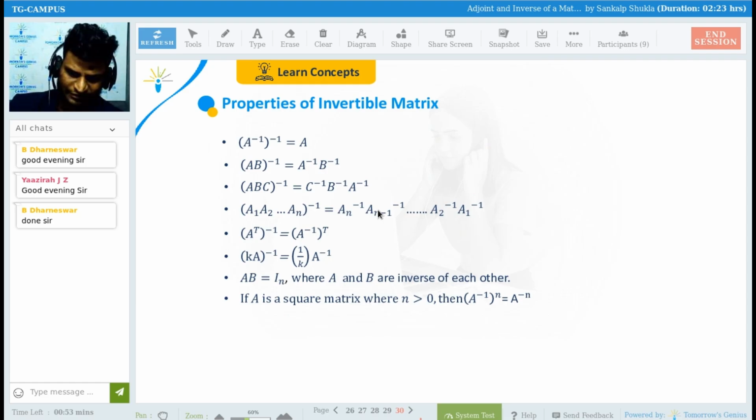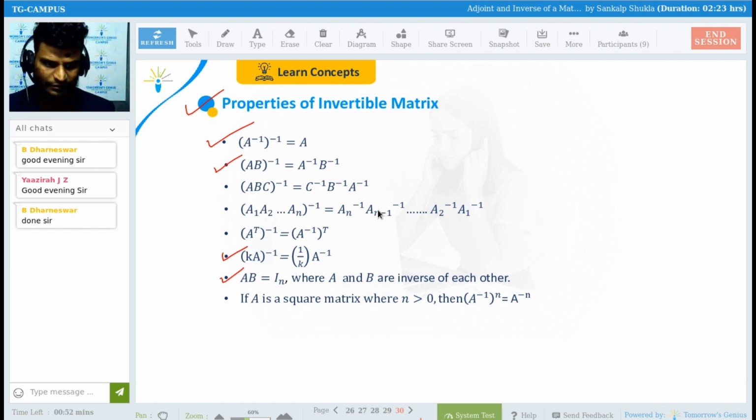Before we go to the question, this is the last slide of theory, properties of invertible matrices. Only so many rubbish things are written over here, so I'll mark what is important. This one is important, this one is important, this one is important, and this one is also important. Only 4 points you have to copy. The inverse of A inverse is always A. And if you are multiplying two matrices and then taking the inverse, you can find individual inverses and multiply them in reverse order. This is very important: if any number k is multiplied in a matrix, then its reciprocal 1 by k comes out.